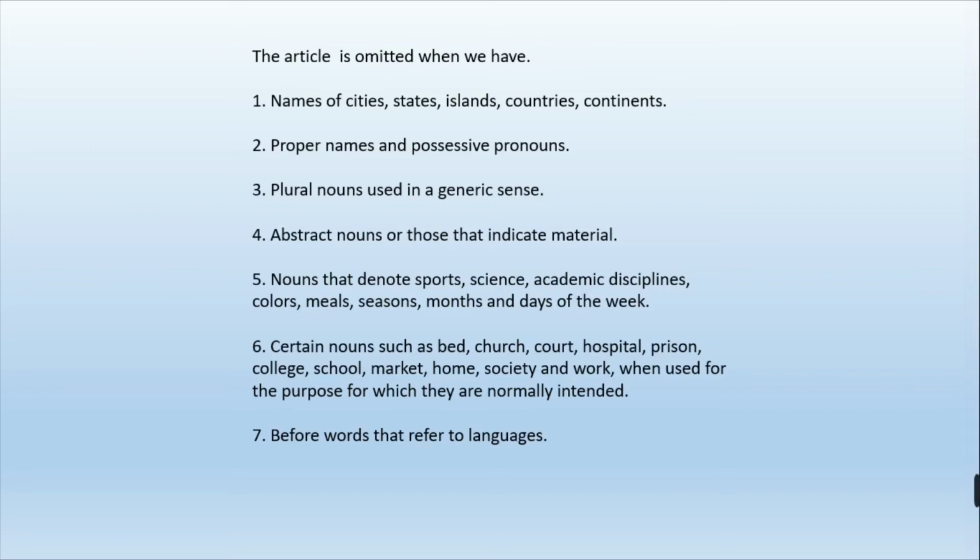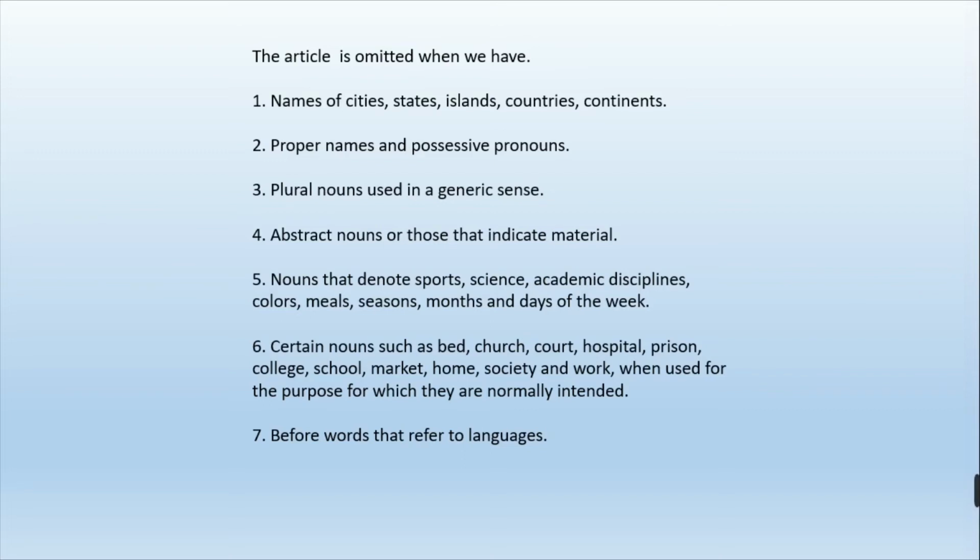Abstract nouns, or those that indicate material. For example, happiness, anger, love. But you can say the happiness I feel right now is different, right? You can have types of happiness, remember, but when you refer in a generic way, you say happiness is something difficult to explain. Or when you talk about something that is material, like diamond is a very expensive gem. Gold is worshipped everywhere, okay?